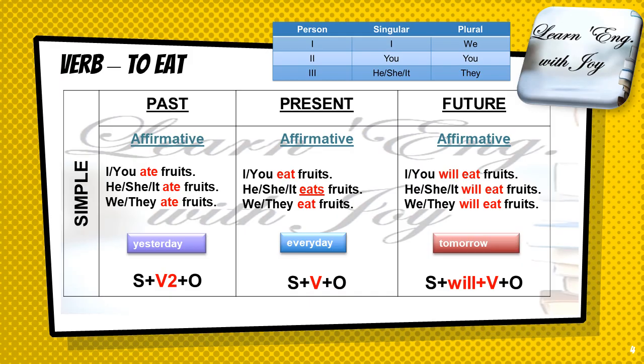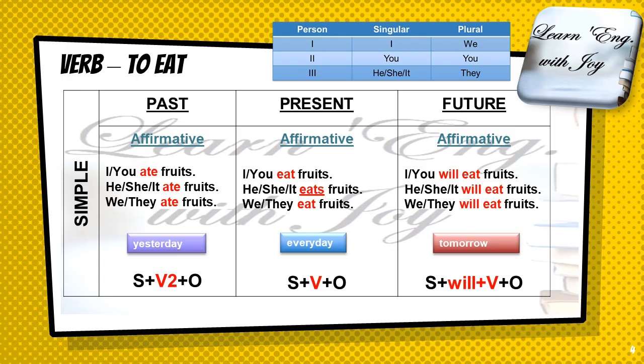Let's go to the past tense. Now we'll conjugate the verb to eat in the past tense, and if you look at the syntax, it's subject plus verb 2 plus object. Verb 2 is the verb in the past tense. The similar table we are going to follow. So I ate fruits yesterday. He, she, it ate fruits yesterday. We ate fruits yesterday. They ate fruits yesterday. So the syntax that I followed is subject plus verb 2, which is the verb in the past tense, plus the object.